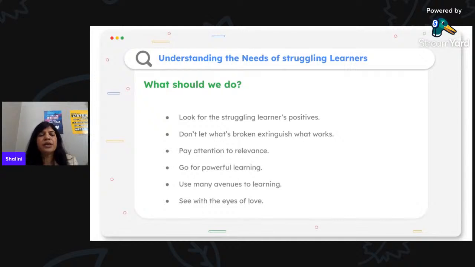Pay attention to the relevance. Every child wants to know why he or she needs to learn that. So if we make learning relevant for them, they will take more interest. Go for powerful learning, or use many avenues of learning. How are we providing them different options for processing the information, or for acquiring the knowledge, or presenting or demonstrating their skills and knowledge? And see with the eyes of love.